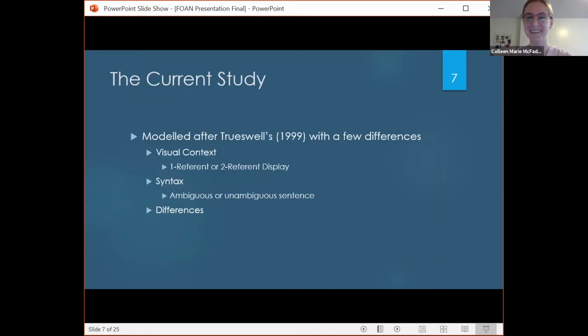Like I just mentioned, it was partially modeled after Truesdell's 1999 experiment, but there were a few key differences, the most major of which being that ours was conducted completely online, while in Truesdell's experiment, the participants moved the physical objects to display their interpretation of the sentence. Truesdell's experiment was also conducted with English speakers, and this is with bilinguals.